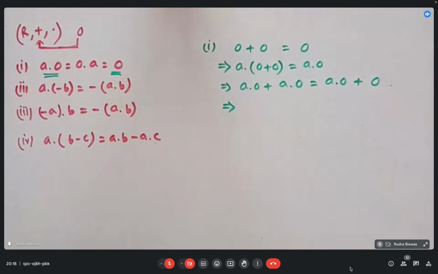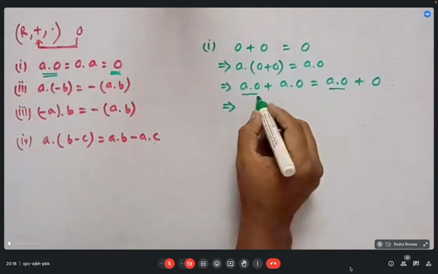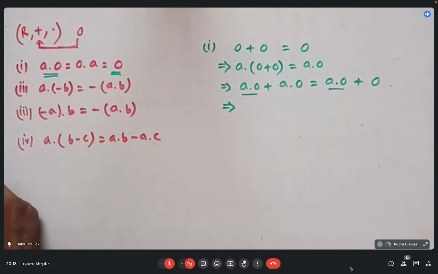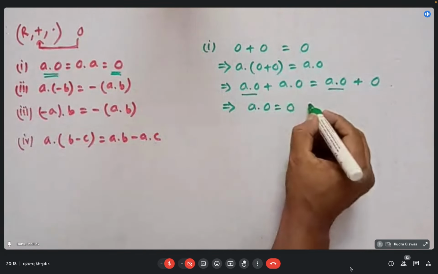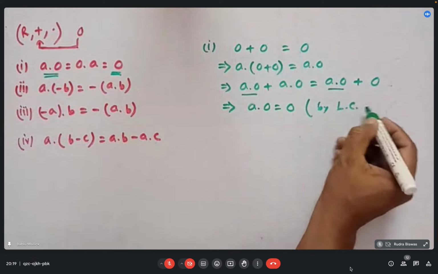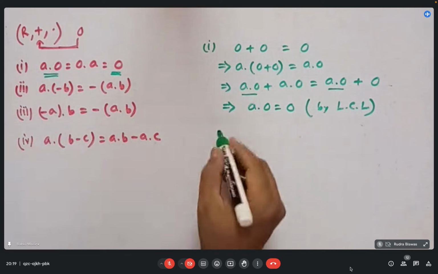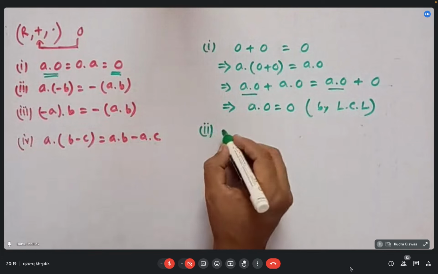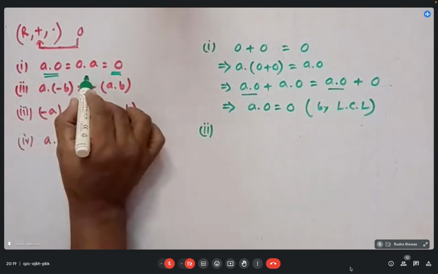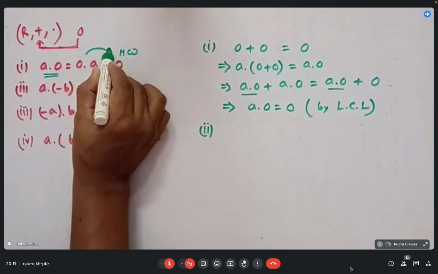So this implies a into 0, cancel. We have done in group theory, cancellation law holds. So it is a into 0 is equal to 0 by left cancellation law. Number two, I shall prove. This part is your homework. You will do this part.